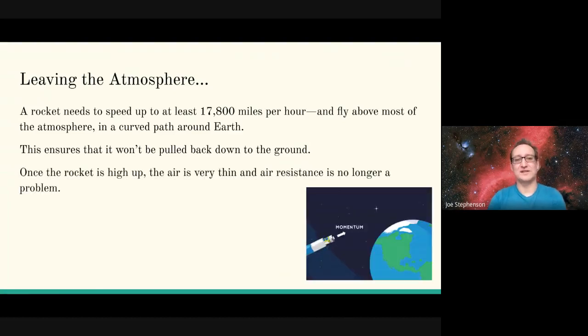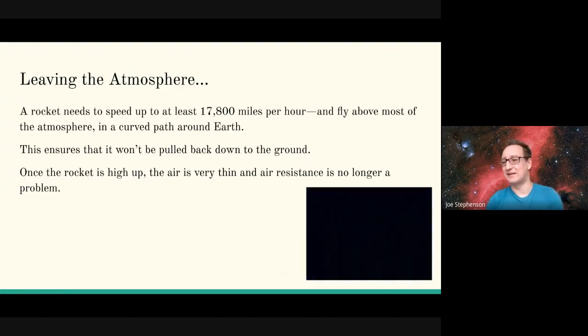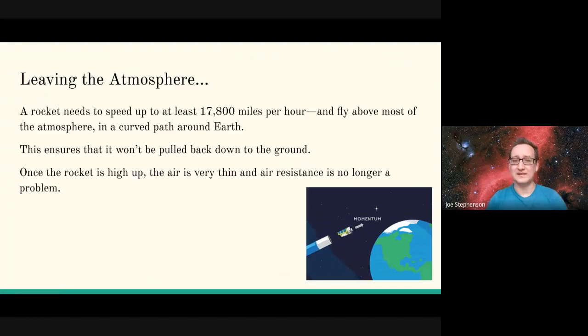Now, once the rocket's up high enough, the air's really thin, so air resistance doesn't generally play a problem at this point. You're generally just fighting against gravity. And gravity gets weaker and weaker the further from the Earth you get. So that's kind of key. You just need enough momentum to keep yourself in orbit.